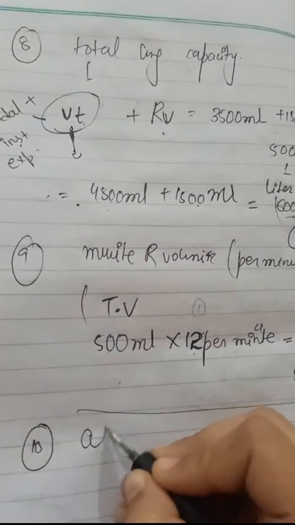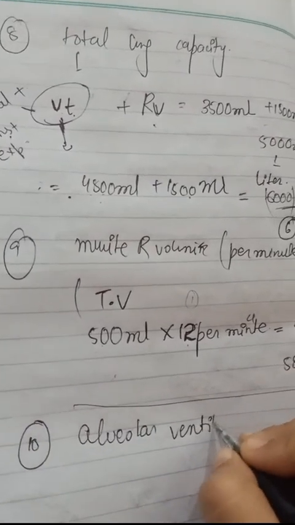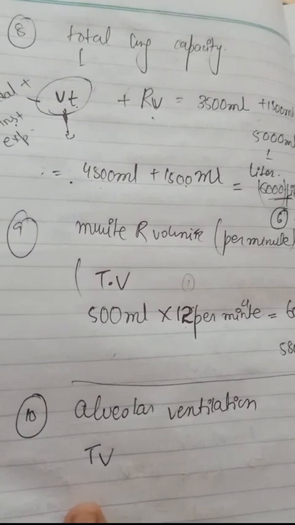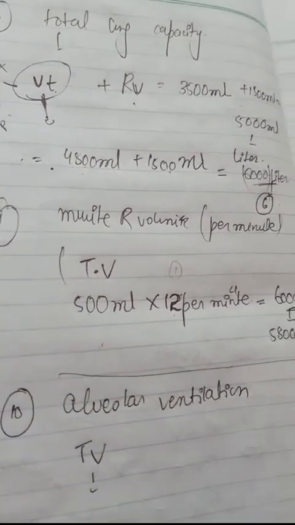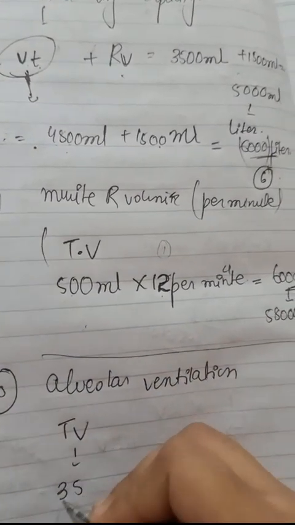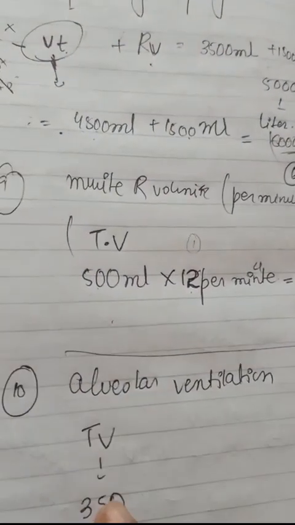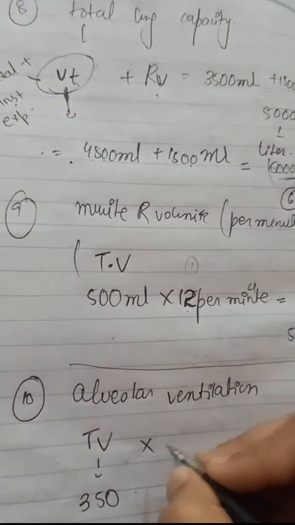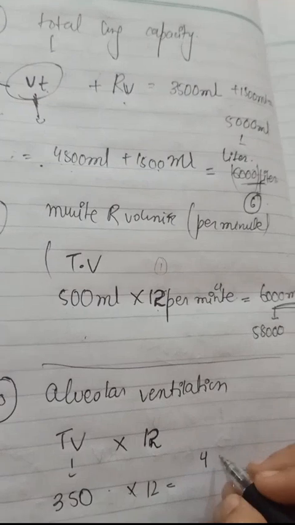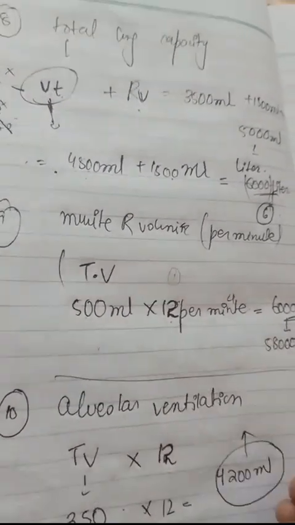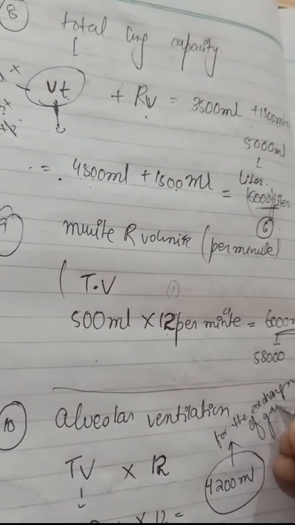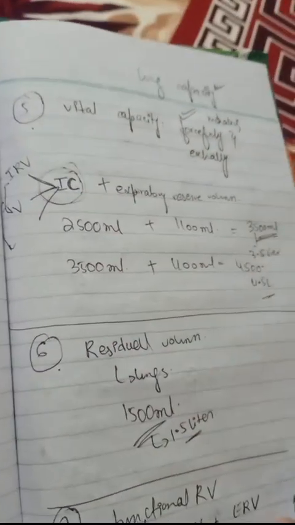Now the 10th one is the alveolar ventilation, which means how much air moves into the alveoli only. The tidal volume is 500, the normal inhalation of air, but the air moving into the alveoli was 350, and 150 stayed in the respiratory tract. So from the 500, 350 ml moves into the alveoli. Multiplied by 12 per minute, that equals 4200 ml. This is how much air moves in 1 minute for the exchange of gases. So this was about the remaining lung capacity terms. I hope this is clear to you guys.